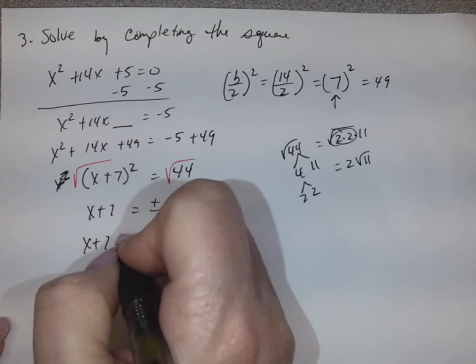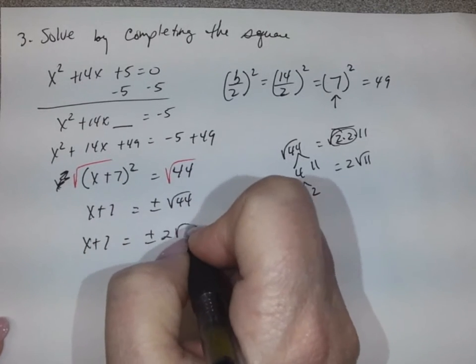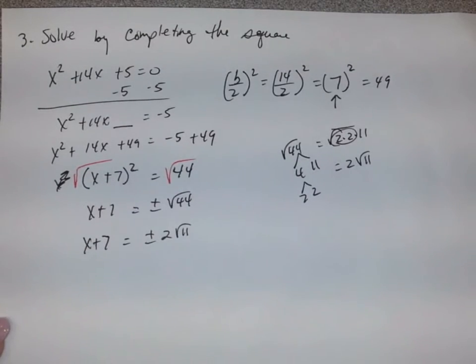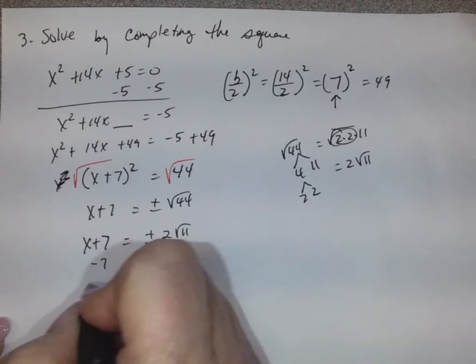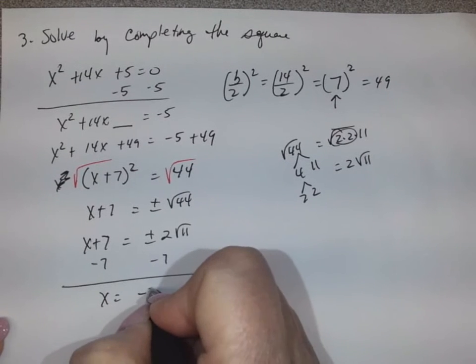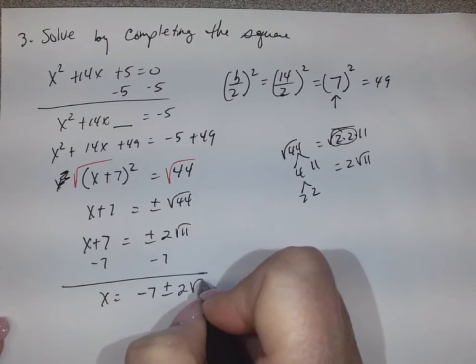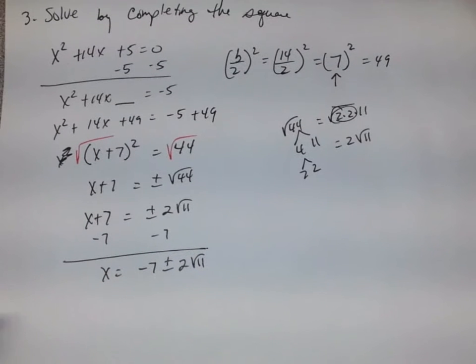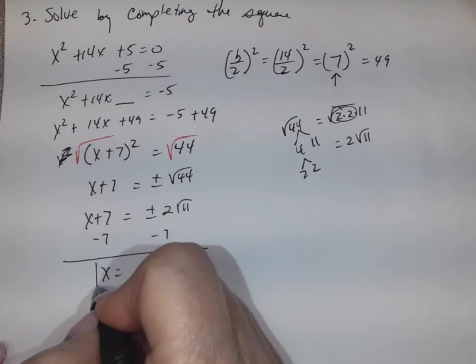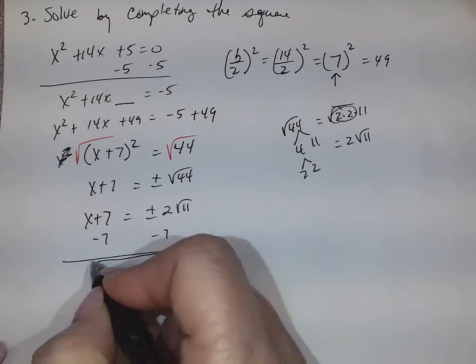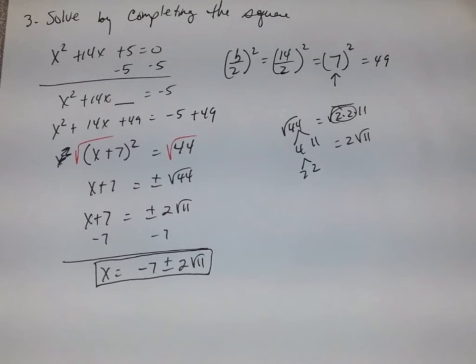So x plus 7 equals plus or minus 2 square roots of 11. Subtract the 7 over. We get x is equal to negative 7 plus or minus 2 square roots of 11. And that would be your answer for the solving of completing the square.